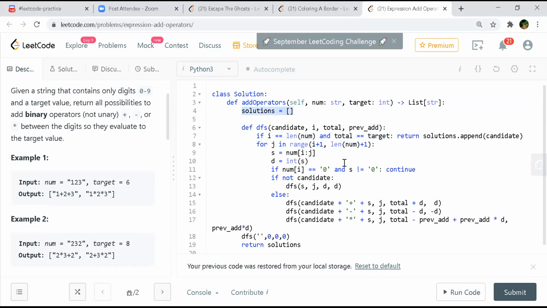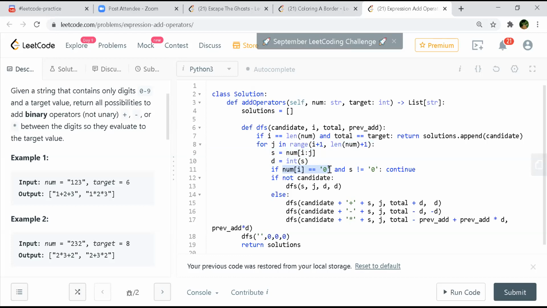Now after that, J will run from I plus 1 to the length and take the substring every time, I mean I to J, and so on. And after that, I'm converting that substring to the integer. And if nums of I equals 0, that means the first one itself is 0, the equivalent case, then you continue in that case.